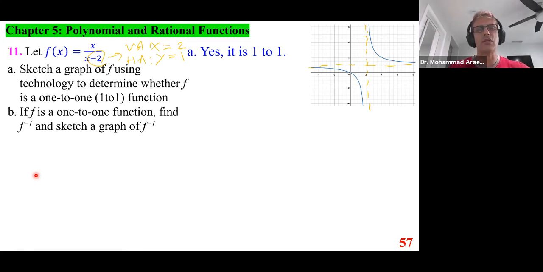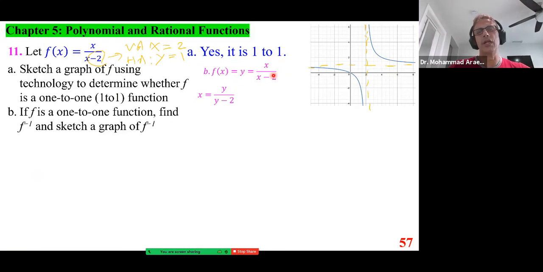We've been through that, so let's quickly recap what we did previously. We replace f of x with y. We do the cross product. So this is y over 1. So 1 times x, y times x minus 2.